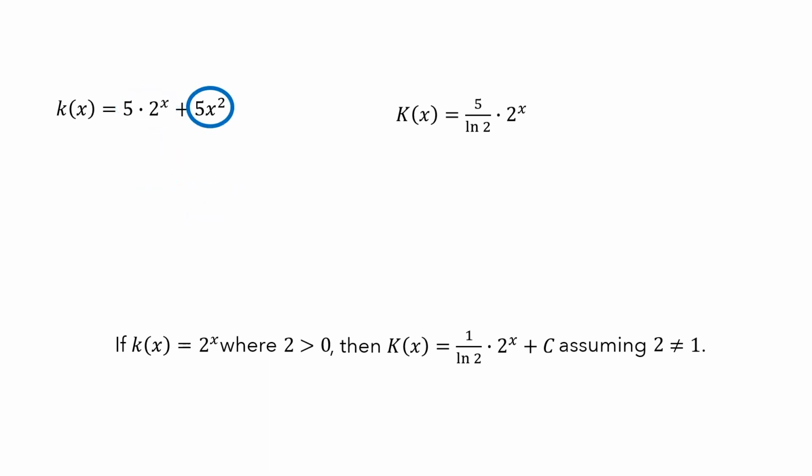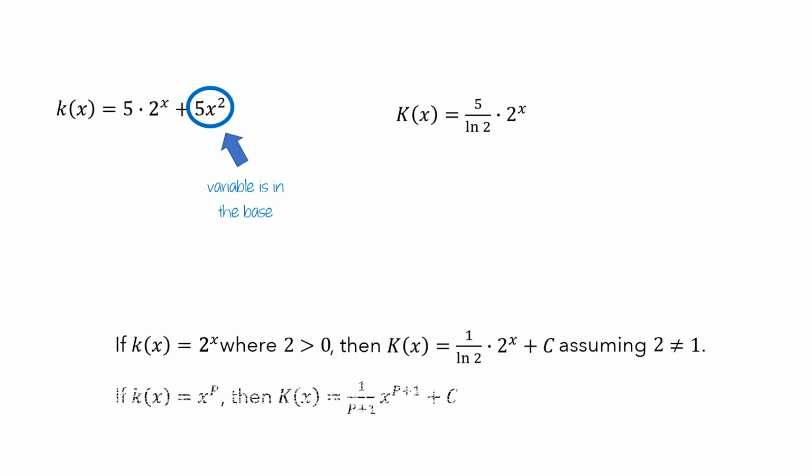Next, let's look at the second term of little k of x. In contrast to the first term, the second term has the variable in the base raised to a fixed power. So, we'll use the rule for antiderivatives of powers with an exponent of 2. This gives us 1 over 2 plus 1 times x to the 2 plus 1, which we'll use as the second term in the antiderivative. Little k of x has a coefficient of 5 in its second term, so we'll multiply the term in the antiderivative by 5, and then add the constant c. Now we have a guess for the antiderivative.